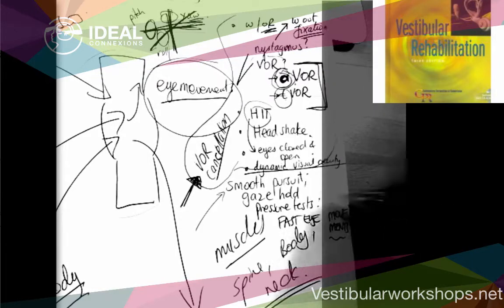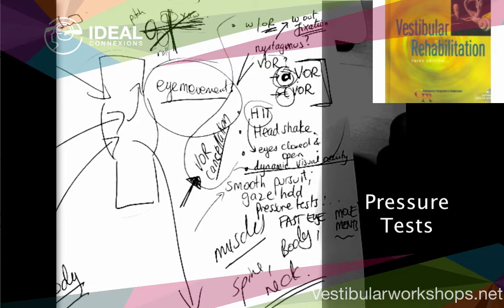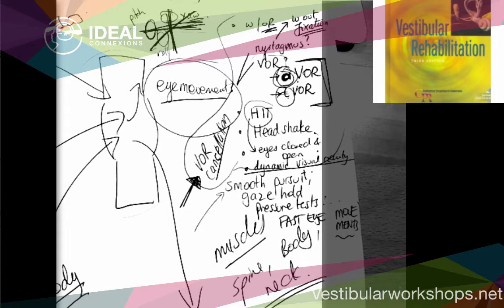Pressure tests are essentially, be careful with these. If you're not sure, don't even try. But they're basically putting pressure inside by pulling the tragus, which is the ear, just subtly changing the pressure inside the area of the apparatus. So they're more tests of peripheral hard pathologies.